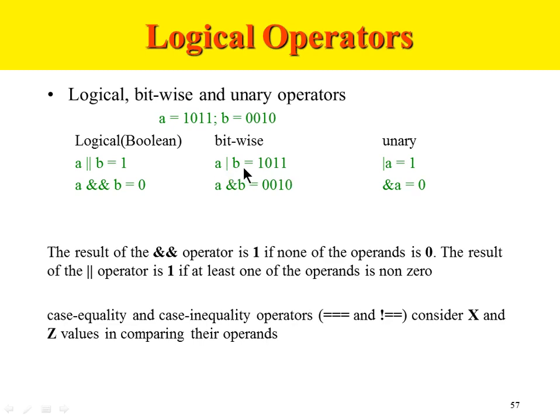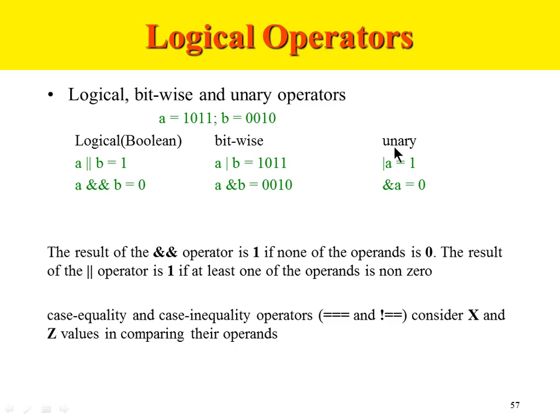A bitwise ORing with B. A bitwise ANDing with B will give me: take LSB again, 1 AND with 0 is 0, 1 AND with 1 is 1, 0 with 0 is 0, and 1 AND with 0 is 0. So 0, 0, 1, 0 will be the result of A bitwise ANDing with B.